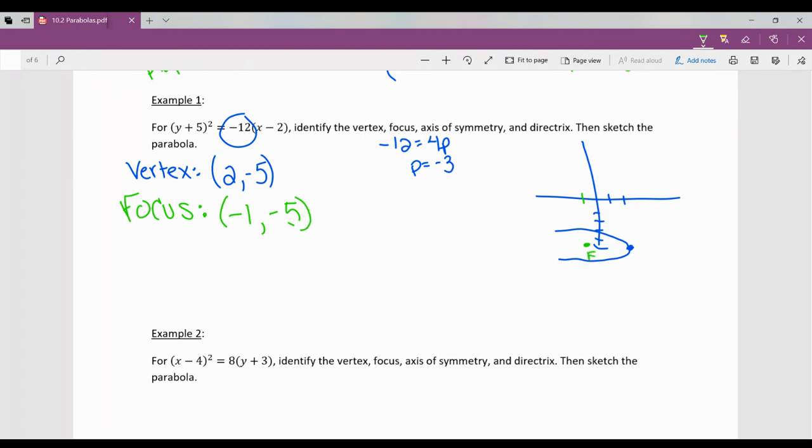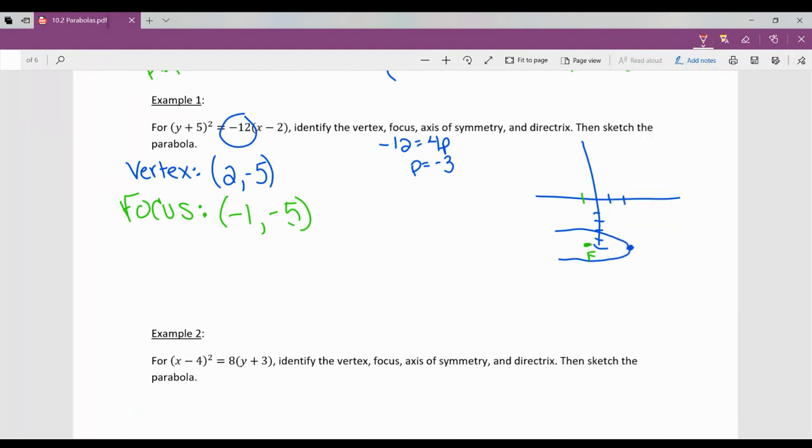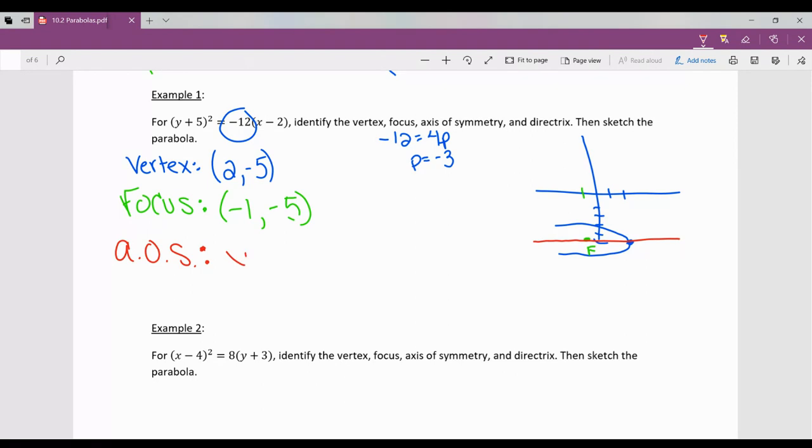Okay, so now I can also do my axis of symmetry, because my axis of symmetry goes through my vertex. In this case, it's a horizontal line, so y equals, and it's at a y value of negative 5.